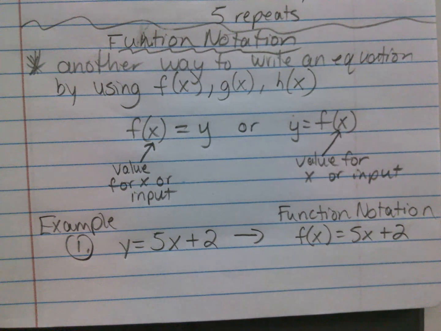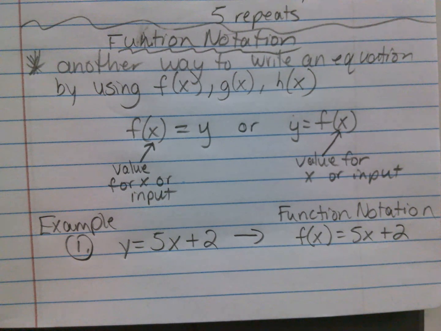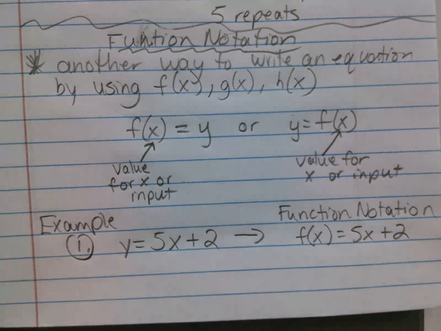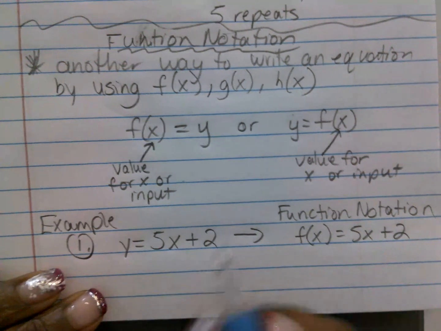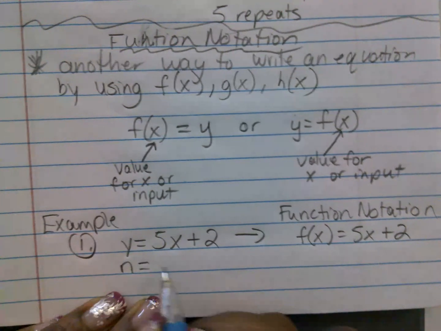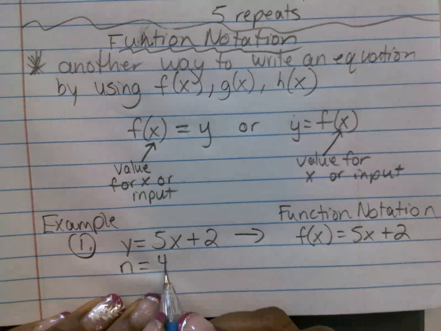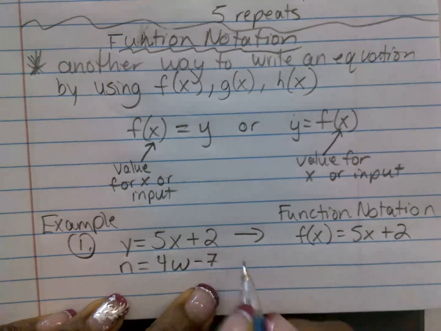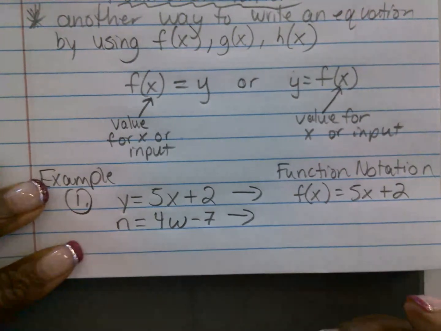You do not always have to use x either. It could be another variable, okay, in the place of x. It's still going to be considered as the input, all right? I would refrain from using y because that's usually the letter that we use for output. Any questions? All right, let's try this. Let's suppose that we have n is equal to 4w minus 7. See if you can write that in function notation.